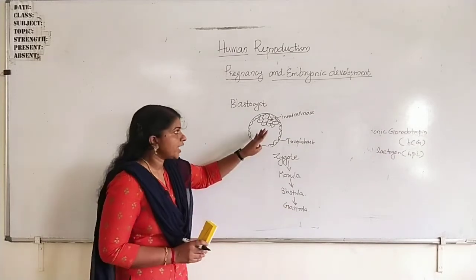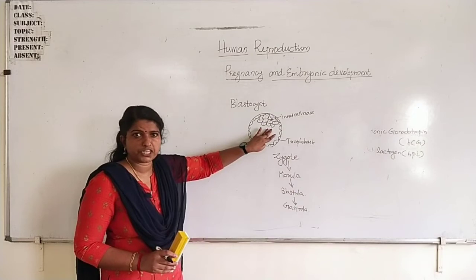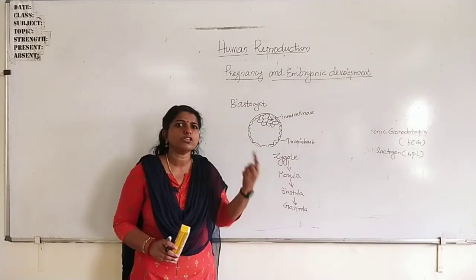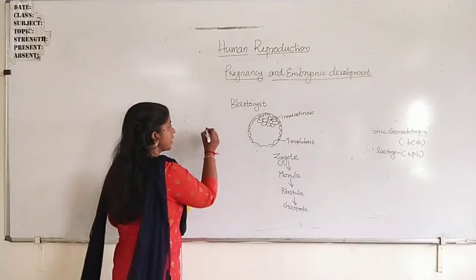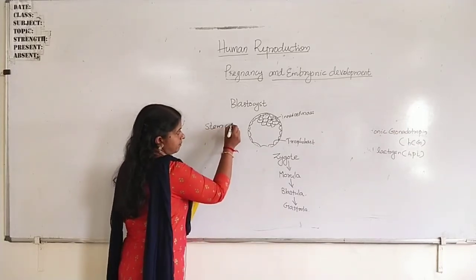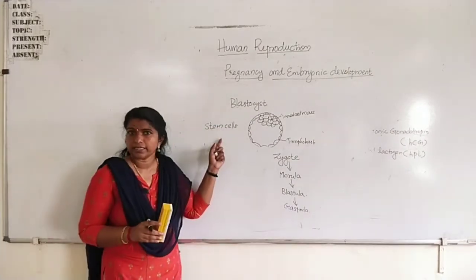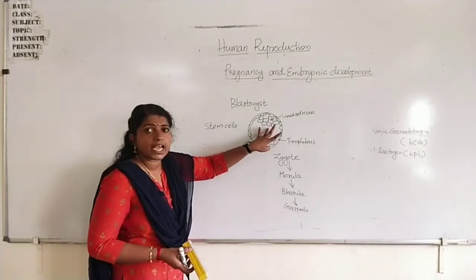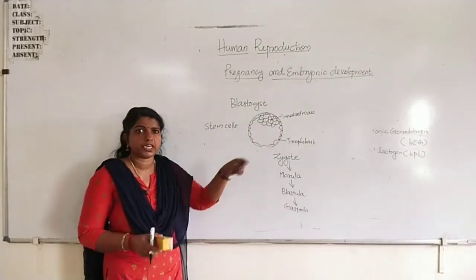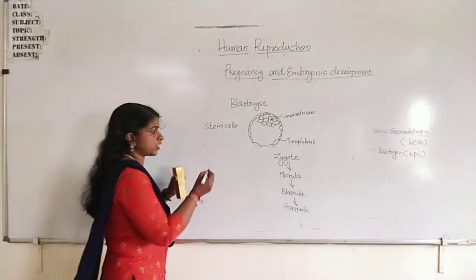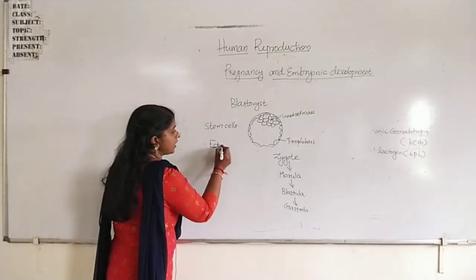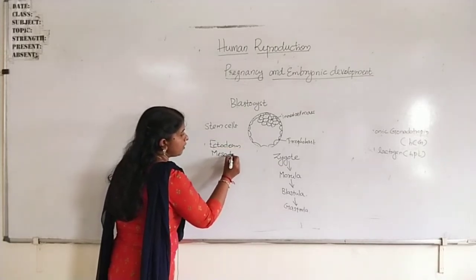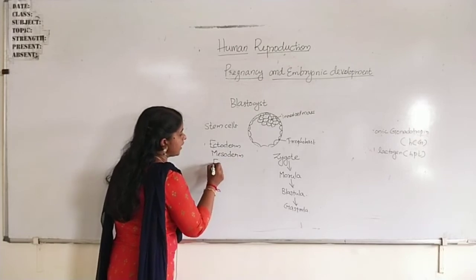At that time these cells undergo differentiation, because the cells of the inner cell mass are capable of producing all the tissues and organs. That is why they are known as stem cells, because these are potent cells. They can produce new organs and tissues. Then this gastrula undergoes differentiation and produces 3 germ layers. These are the outer ectoderm, middle mesoderm and inner endoderm.